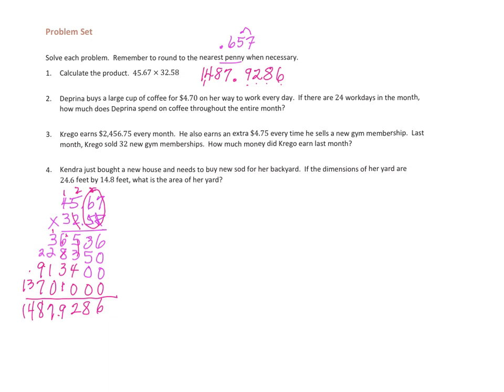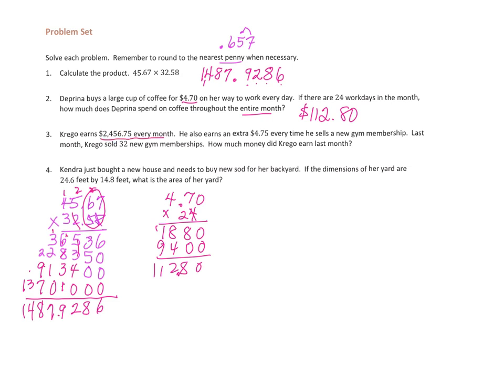Okay, Deprina buys a large cup of coffee for $4.70 on her way to work every day. That's a lot. If there are 24 work days in the month, how much does she spend the entire month? So she's got $4.70, and we're multiplying that by 24. So we've got 0, 8, 2 is 18, placeholder. We've got 0, 14, and 9, 0, 8, 11, and I've got 2 behind. Oh my gosh, $112.80 that she spends every month on coffee. See, I would stop right there.